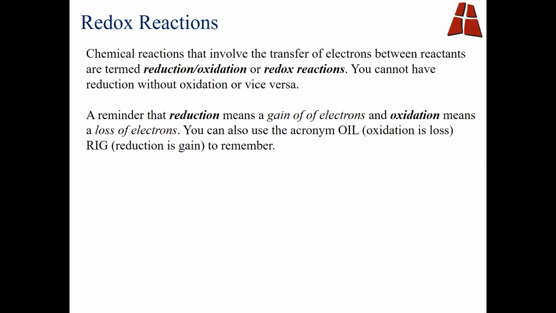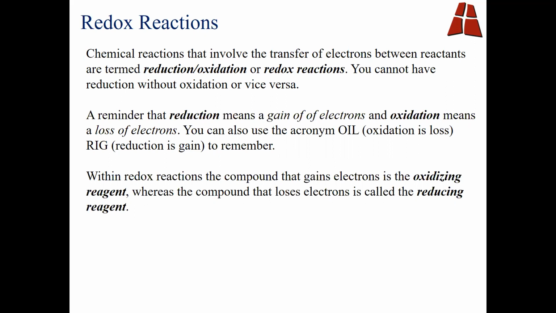Also a reminder that a reduction of something means a gain of electrons. Even though we're gaining electrons, it is reduction because we are reducing the charge overall. Because electrons are negatively charged, the charge goes down when we gain electrons. Oxidation is the opposite of that, of course, where we have the loss of electrons leading to a more positive charge. If you have trouble keeping those straight, a handy acronym is OIL rig. OIL stands for oxidation is loss of electrons. Then rig is reduction is gain of electrons. So if you ever have trouble remembering that, just remember OIL rig.